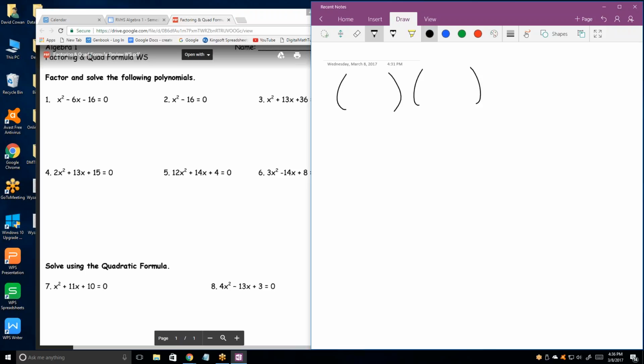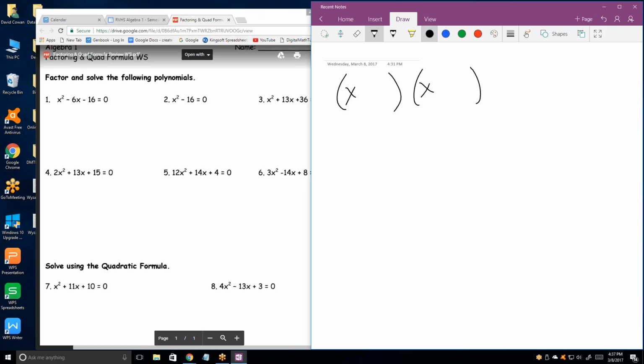Is it difference of perfect squares? No. Notice number 2 is difference of perfect squares, but number 1 is not. So number 1 is a typical quadratic that you would have to factor. What's the first step in doing that? We need to split up our x squared. Good. And those split up x and x. What's the second step?